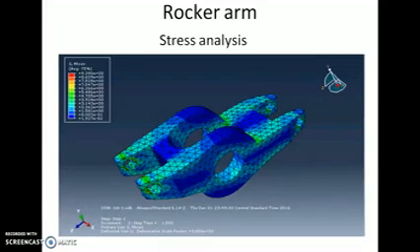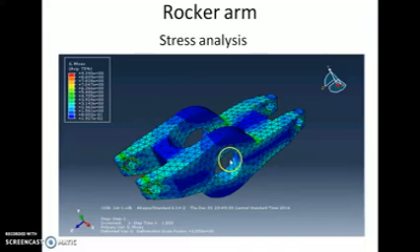Now here comes the rocker arm, and the material used is steel, and the value of Young's modulus taken is 200 gigapascal and Poisson's ratio is 0.28. But here the rotation boundary condition is applied instead of a fixed or encastre boundary condition, and it is applied at the center hole where the small shaft inserts.